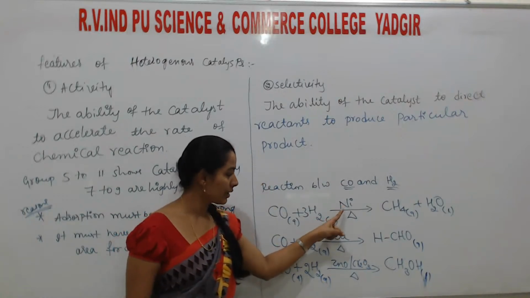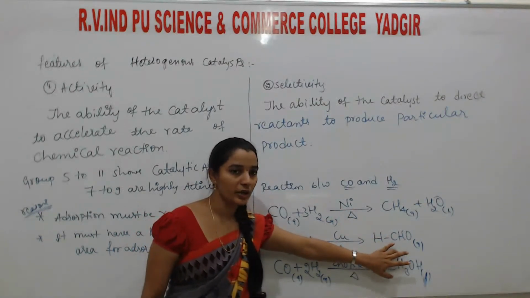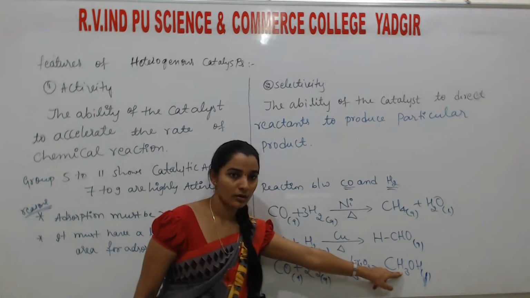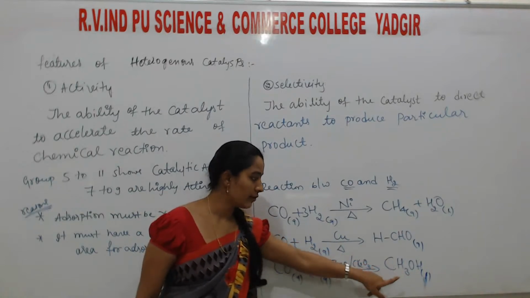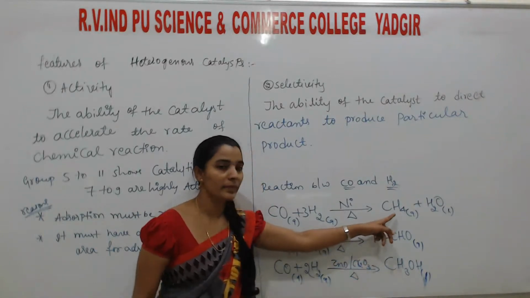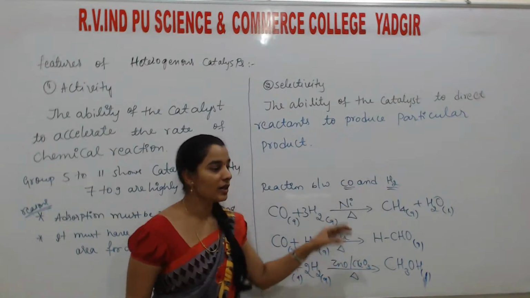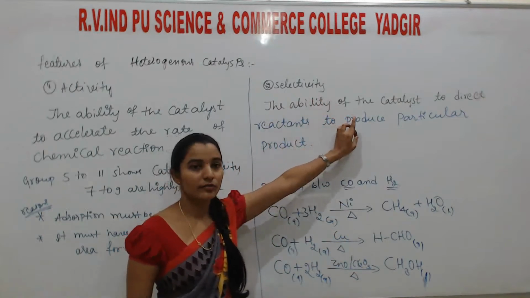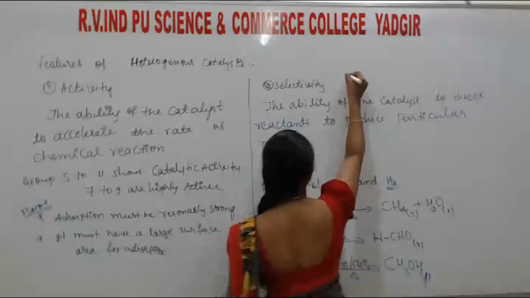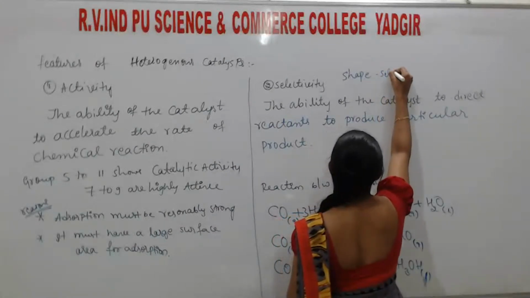Means if nickel is used, it cannot form this aldehyde, and if copper is used, it cannot form methanol. If ZnO is used, it cannot form methane. For a particular reaction, a particular catalyst is there. That is the selectivity of the catalyst. These are the two main features. Features means lakshana. The important thing is shape selectivity.